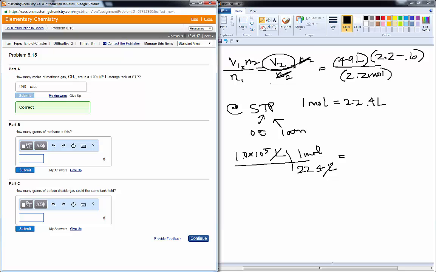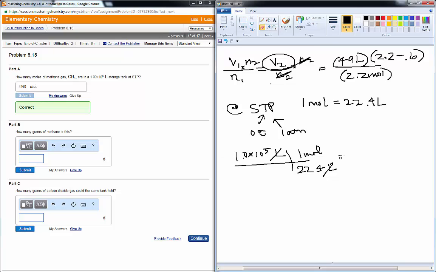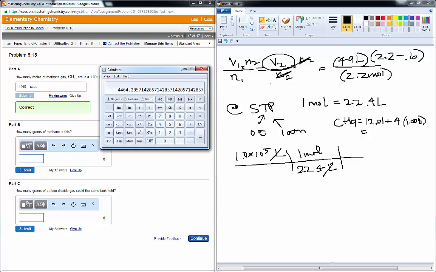Now how many grams is this? Now we're going to put together what we know about moles with what we know about gram to mole relationships. CH4 has 1 carbon at 12.01 grams per mole. That's from the periodic table. You don't have to memorize it. 4 hydrogens, each at 1.008 grams per mole, again from the periodic table. So CH4 has a total mass of 16.042 grams per mole.